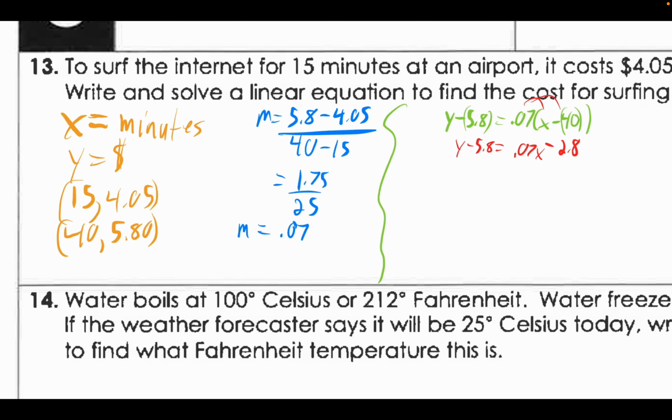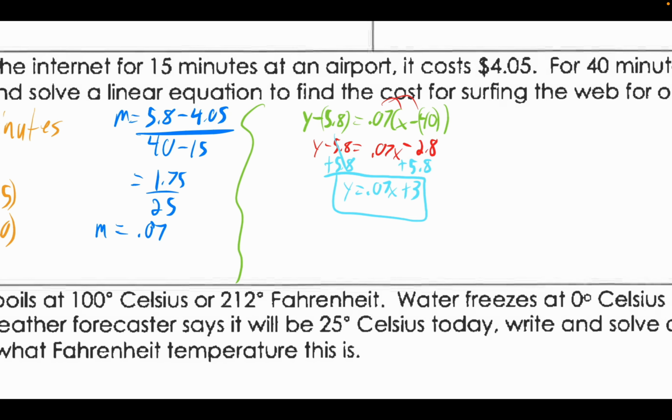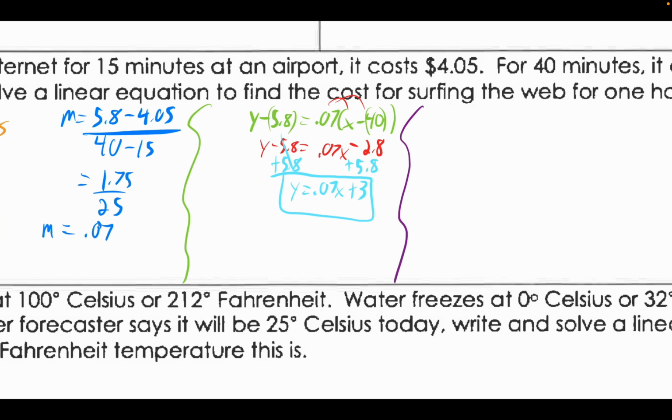Then, as I add 5.8 to each side, I'm going to get y equals 0.07x plus 3 as my equation. So now we're supposed to find the cost for surfing the web for 1 hour. An hour would be 60 minutes, so we put 0.07 times 60 in for x in the equation and add 3 to that.